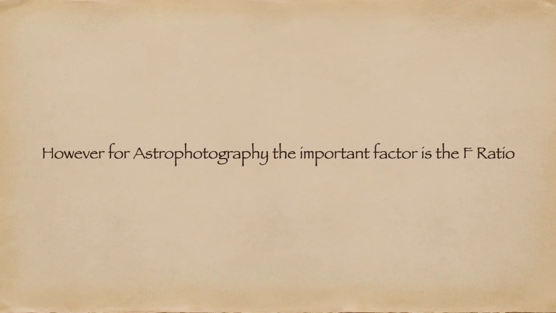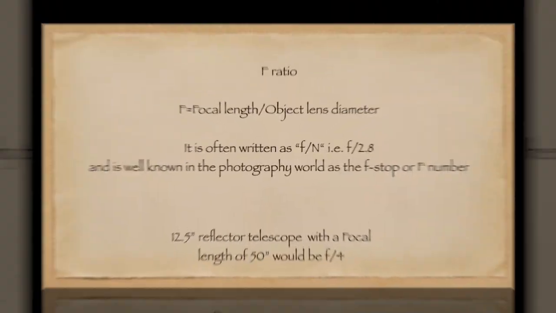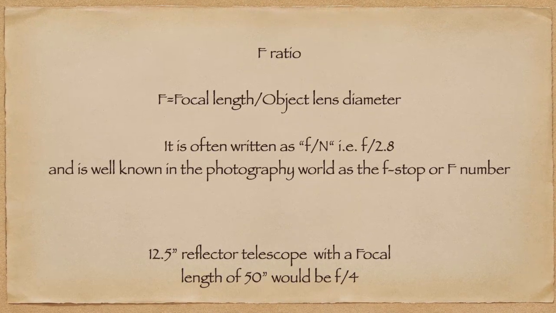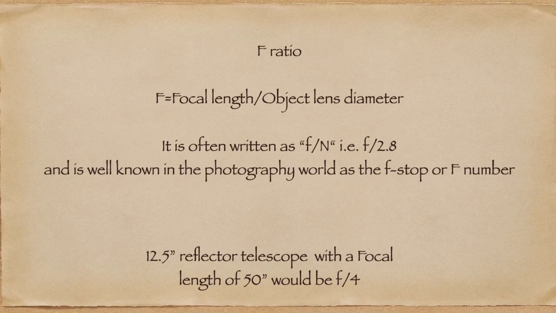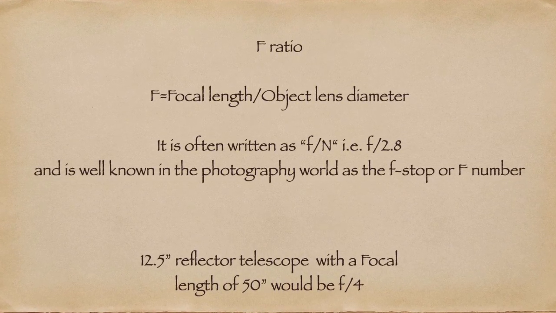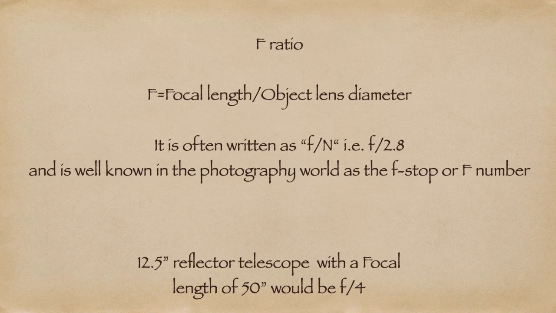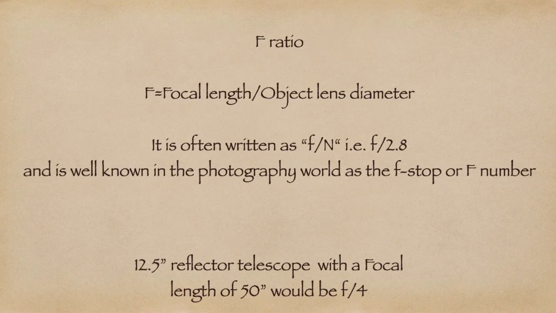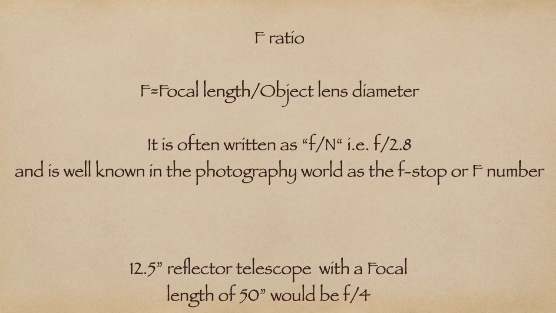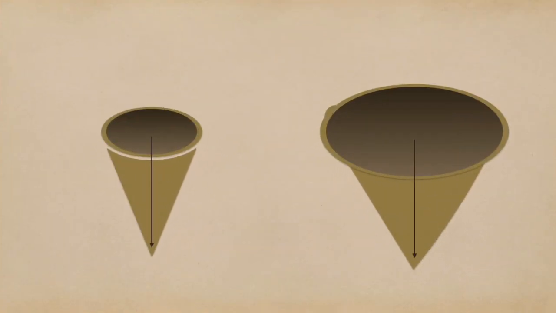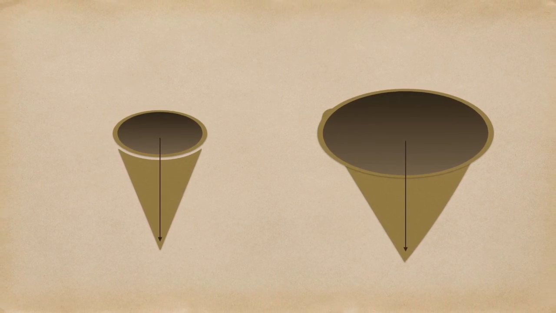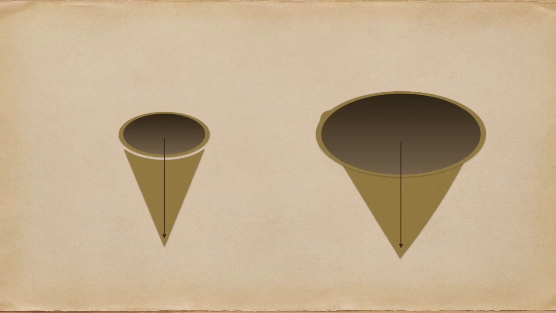However, for astrophotography, the important factor is the F ratio, which is focal length divided by the object lens diameter. It's often written as F over N, i.e. F over 2.8. It is well known in the photography world as the f-stop or f number. So in this example, it would be an F ratio of 4. So think of it like a funnel. The wider the net, the faster the photons are going to be collected.